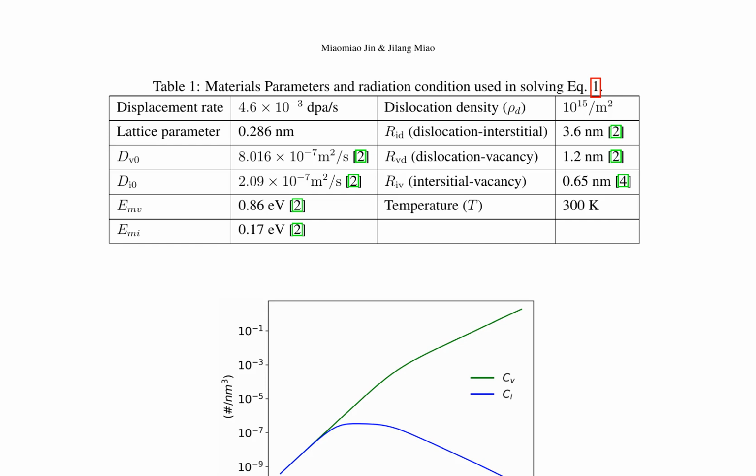The defect sink rate to dislocations is written as equation 20, and the recombination rate is written as equation 21. The solution of equation 1 is shown in Figure 1, which falls into the regime of low-temperature high-sink density scenario.